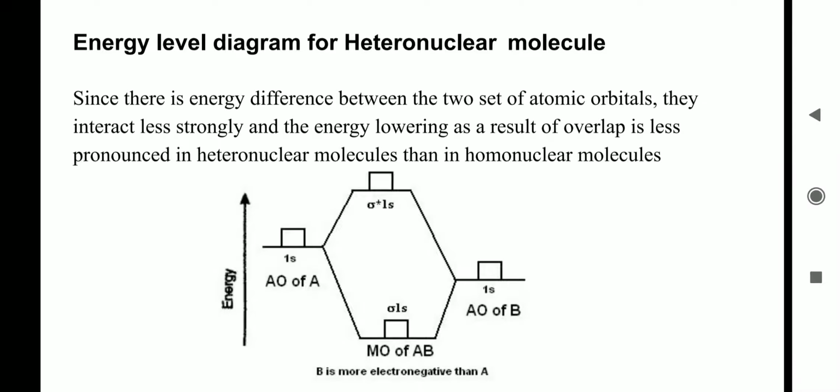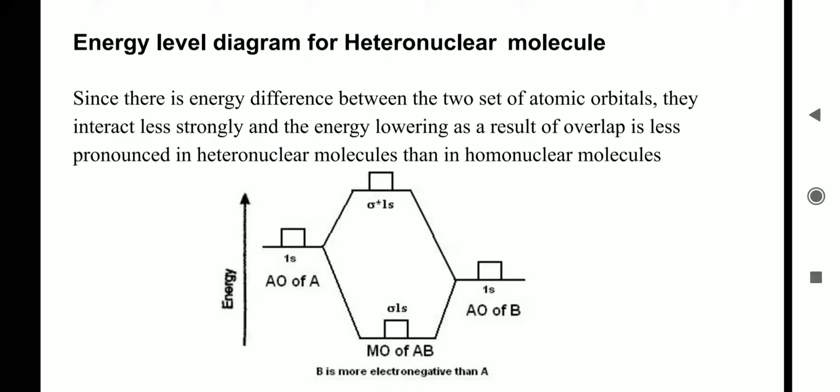Now before taking the three molecules for discussion, we will start by taking one hypothetical molecule AB, which is a heteronuclear molecule. In this AB molecule, B is more electronegative than A. What we notice in this figure is that the atomic orbital 1s of B has been placed at a lower level as compared to the atomic orbital of A. The reason is that the atomic orbitals of B are closer to the nucleus and hence more stable.